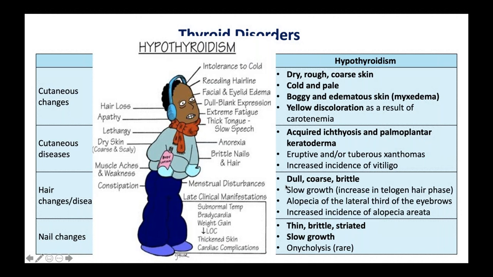Other hair changes include dull and coarse hair, slow growth of hair, and alopecia of the lateral one third of the eyebrows, which is known as madarosis. The nails are thin, brittle, and there's a slow growth of nails. So similar changes in the hair and nails, and rarely you can find onycholysis.